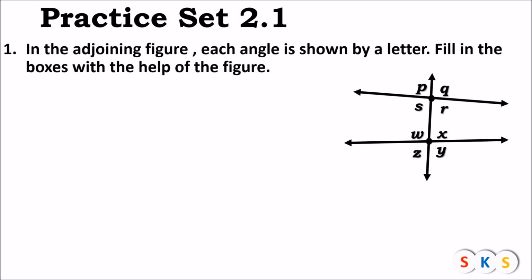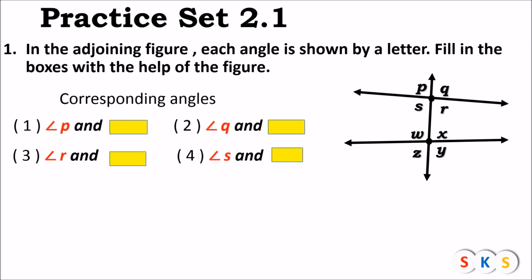Practice set 2.1. Here we have the first question. In the adjoining figure, each angle is shown by a letter. Fill in the boxes with the help of the figure. The first one, it is asked to us to find out corresponding angles. The first one is angle P and dash. Second one is angle Q and dash, angle R and dash, angle S and dash. So we have to fill these boxes.